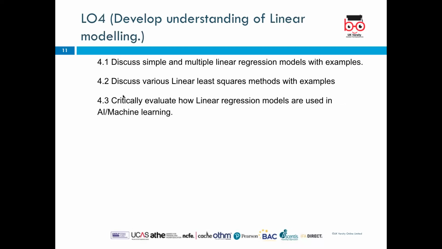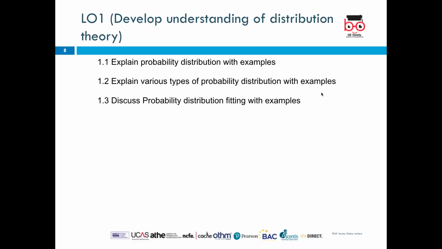And then lastly, learning outcome 4, which we did last week Sunday, is develop understanding of linear modeling. In these assignments, you have to discuss simple and multiple linear regression models with examples, discuss various linear least squares methods with example, and critically evaluate how linear regression models are used in AI or machine learning. So all this, learning outcomes 1 to 4, was discussed last week.